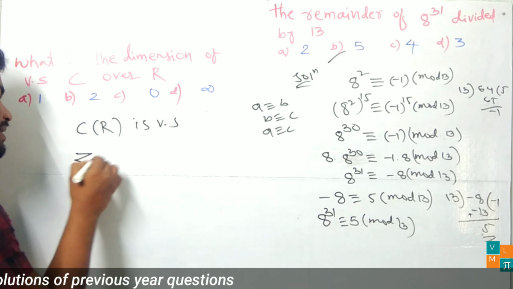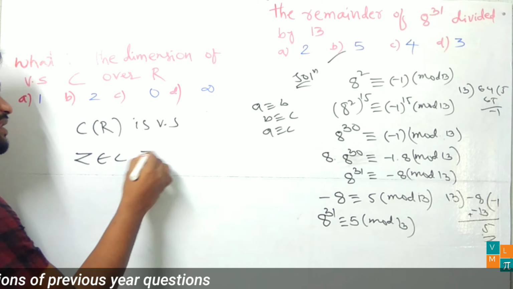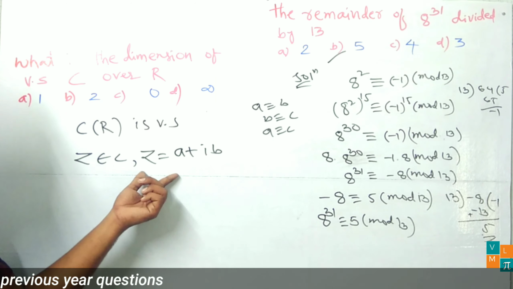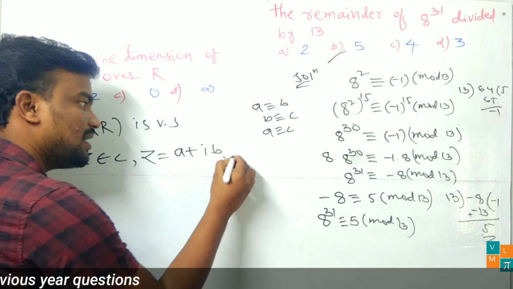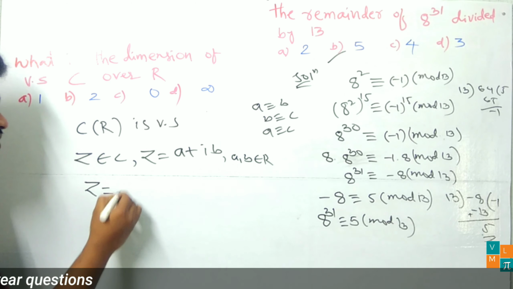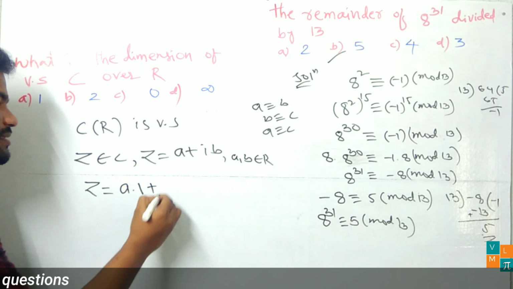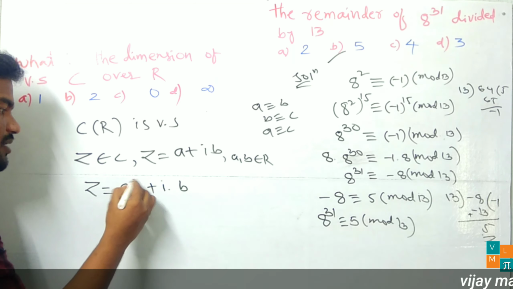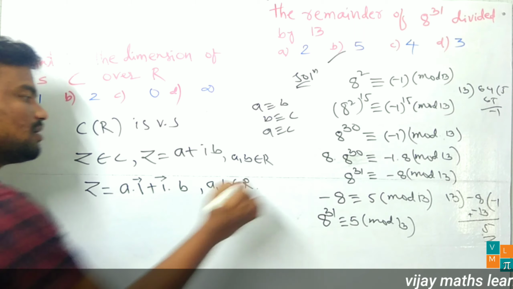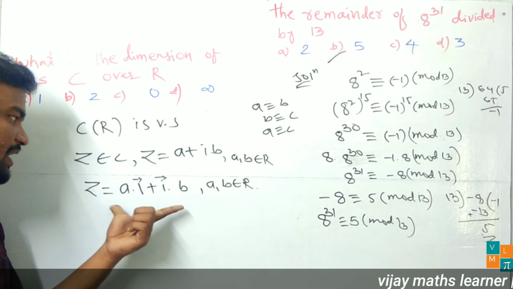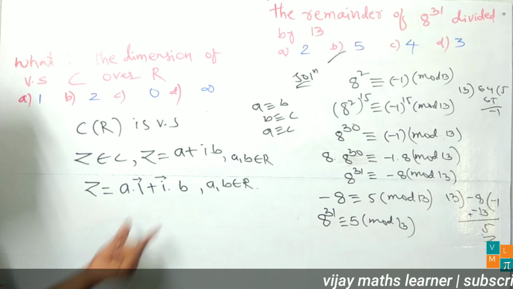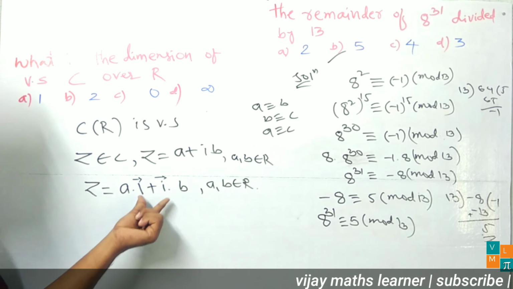Then every complex number can be expressed as: if Z belongs to C, then Z can be expressed as a plus ib. Here a and b are elements of the scalars. Now I am writing Z equals a into 1 plus i into b, where 1 is a vector and i is also a vector, and a and b belong to R. Observe, it is a linear combination of the elements 1 and i.